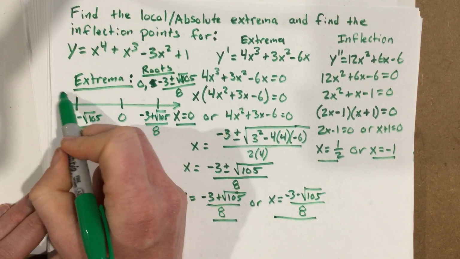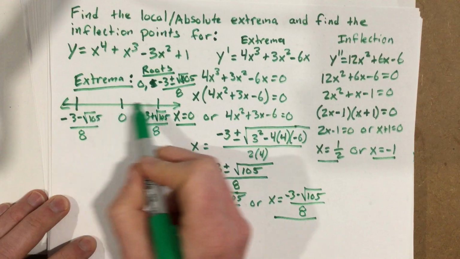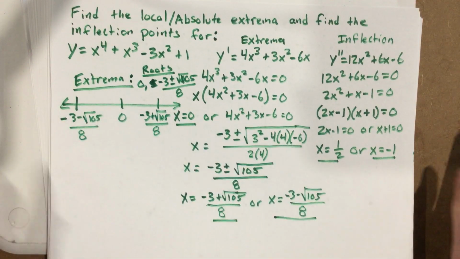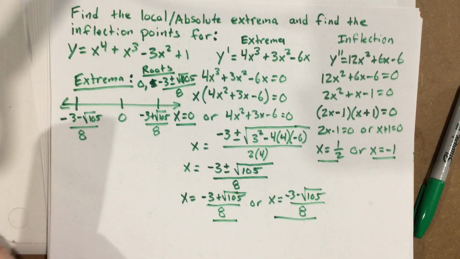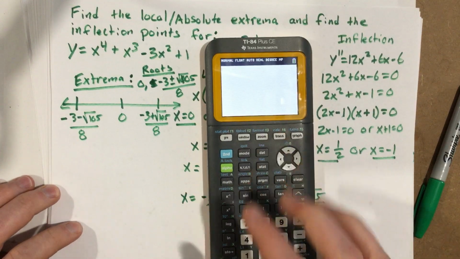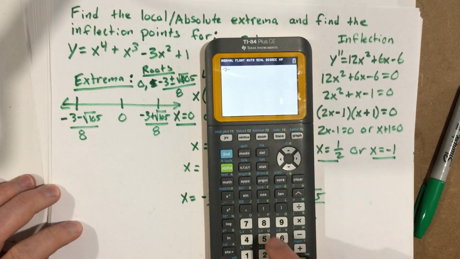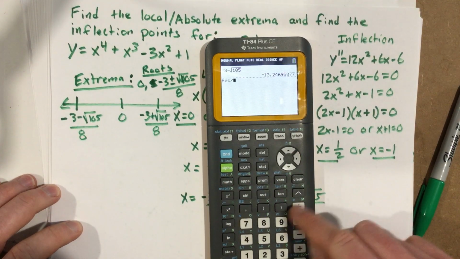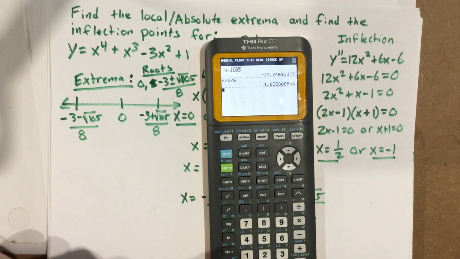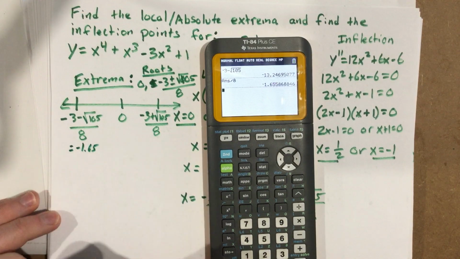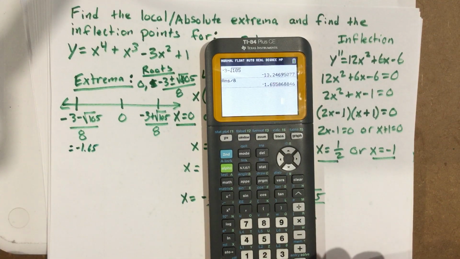Now I'm going to plug in a coordinate out here, and in here, here, and here, to see what these look like. Are they maxes or are they mins? So first of all, let's plug in and get a number for negative 3 minus root 105 divided by 8. So this is really equivalent to negative 1.65. And let's do the same thing.